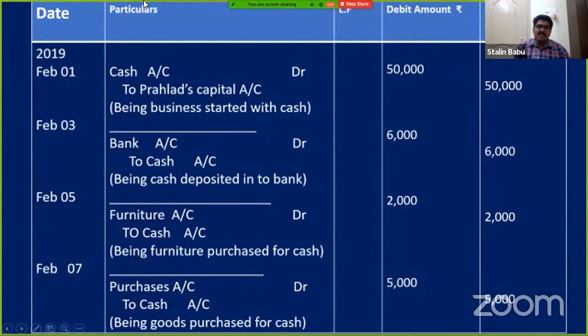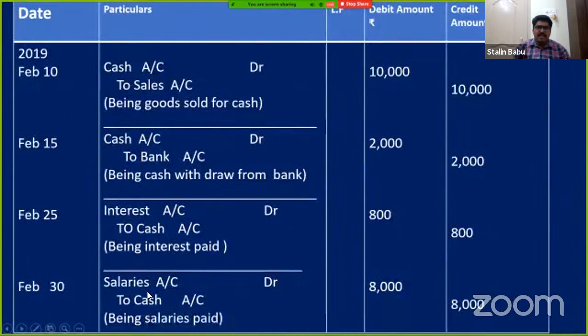So here, how many accounts do we have to open? Cash account, Prahlad capital account, bank account, furniture account, cash already comes, purchases account, sales account, bank account, interest account, and salaries account. We have to prepare these accounts.